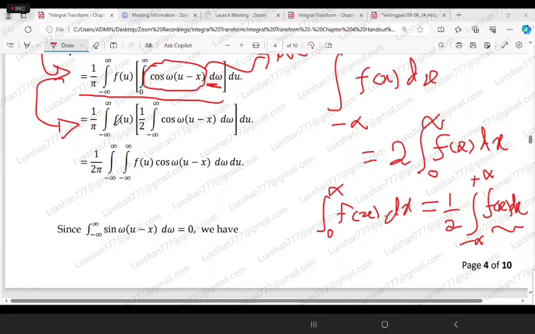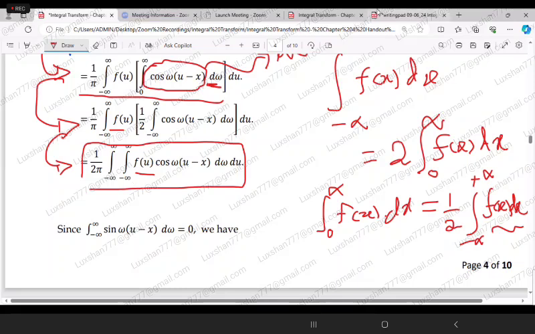Now look at the limit. Both are minus infinity to plus infinity. This is also minus infinity to plus infinity. Now I am taking this half also out. Then I am getting 1 over 2 pi times the integral from minus infinity to plus infinity, and another integral from minus infinity to plus infinity, of f(u). Now I am bringing this f inside: f(u) cos omega (u minus x) du d omega. Do you understand how this came? This is just rearranging the terms.